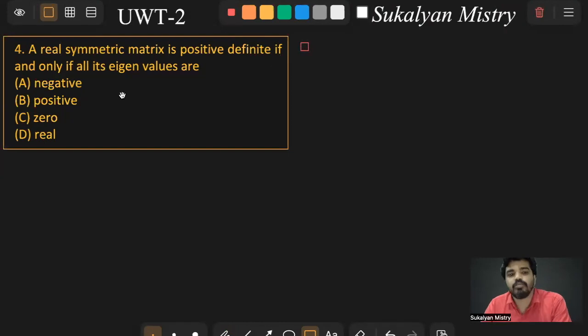So question number 4. What is given here? It is given that a real symmetric matrix is positive definite if and only if all its eigenvalues are positive.